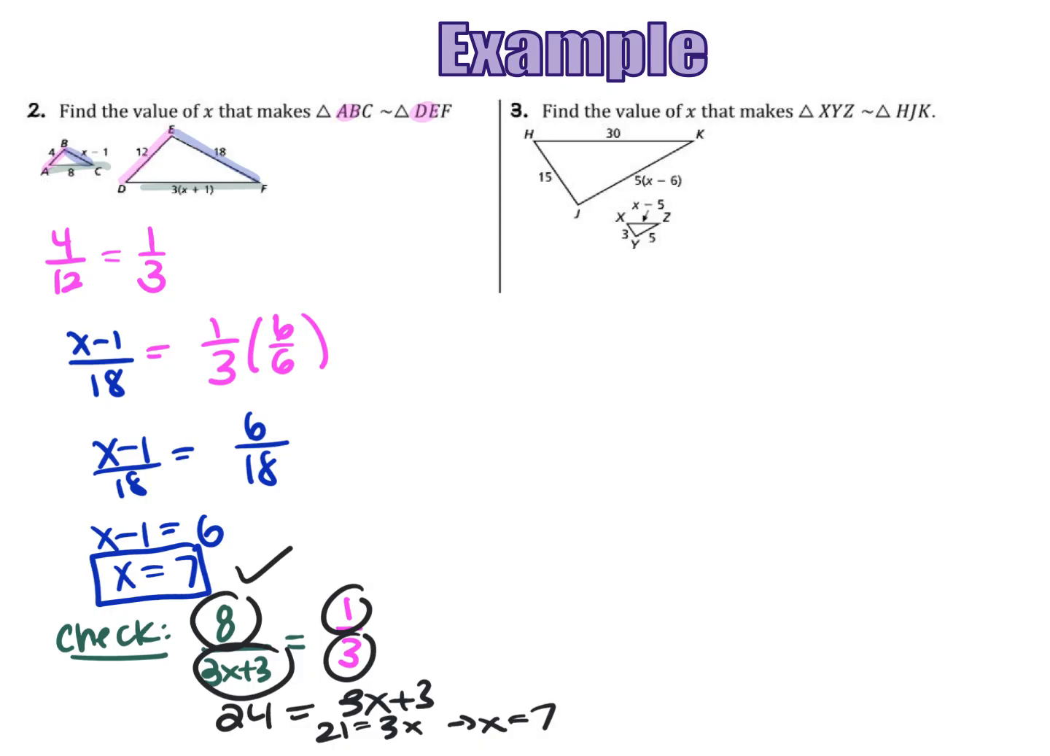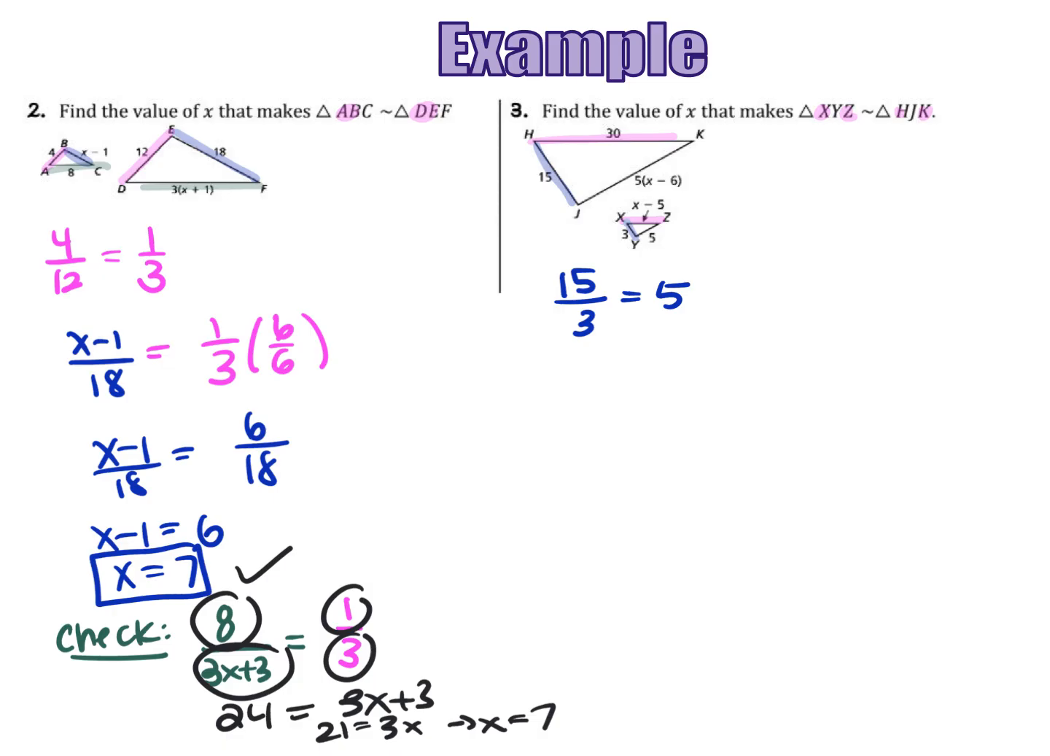I'm going to encourage you to pause the video and work through number 3 on your own, and then unpause the video and see how you did. All right, I'm going to set HK to go with XZ, and then I want two sides that have numbers, so I'm going to say HJ is going to go with XY. So HJ is 15 and XY is 3.